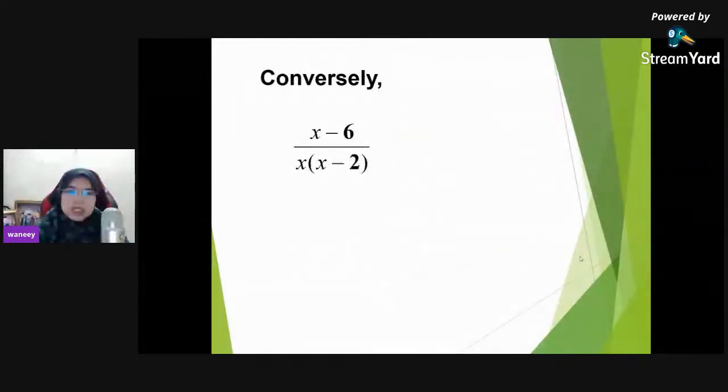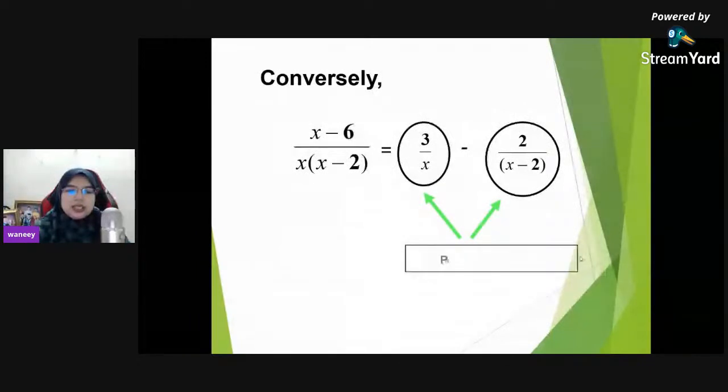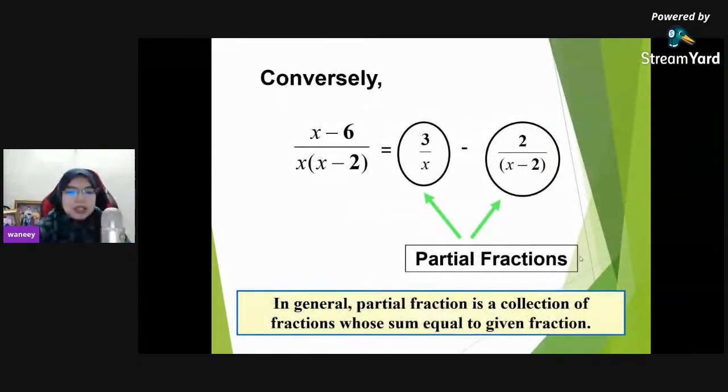Okay, so conversely, we can actually reverse the process. So we can actually start from the single fraction and separate them into two different fractions. So these are known as the partial fractions. So in general, partial fraction is a collection of fraction whose sum equal to the given fraction. So biasanya kita samakan membawah kan, tapi kali ni kita nak tukar dia kepada dua fraction.